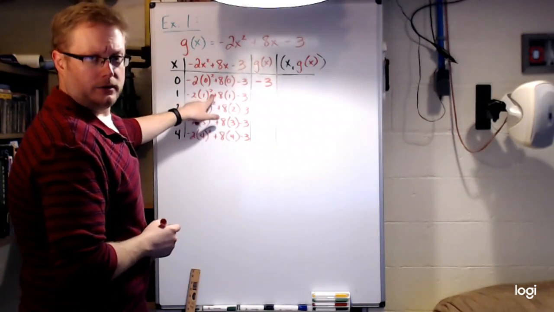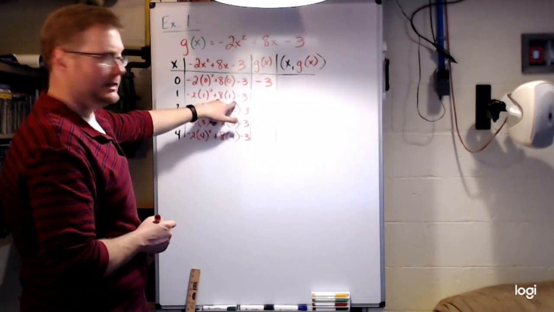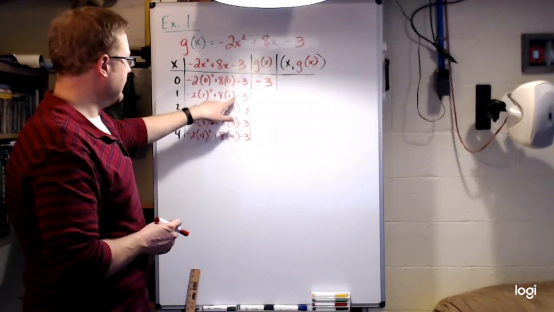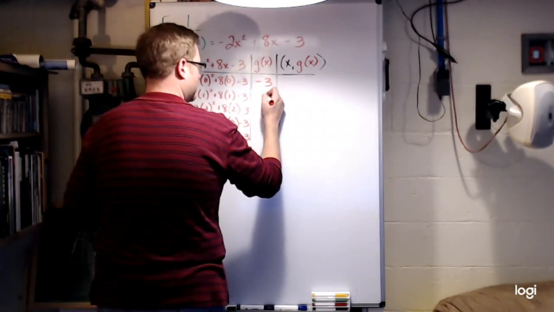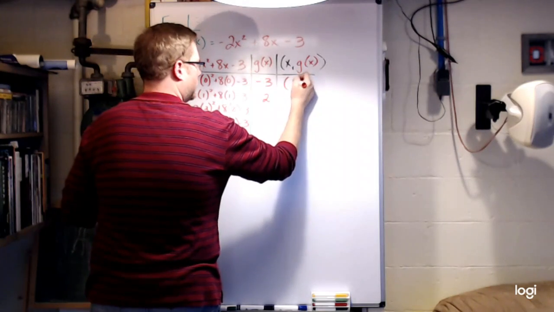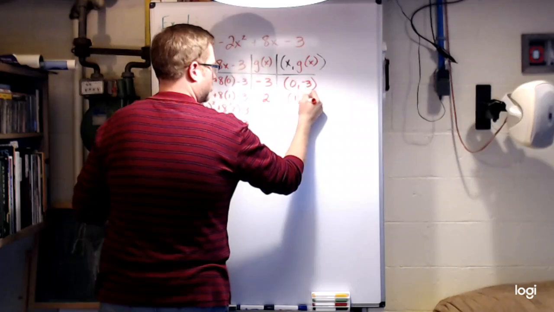1 squared is 1. 1 times negative 2 is negative 2. 8 times 1 is 8. So negative 2 plus 8 is 5. 5 minus 3 is 2. We can put our coordinate over here if we want. So 0, -3, 1, 2.